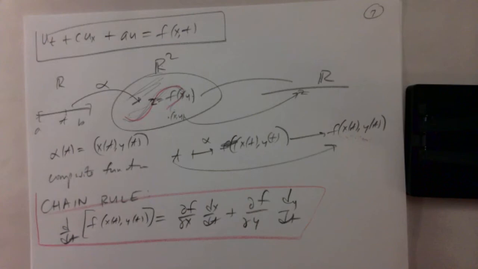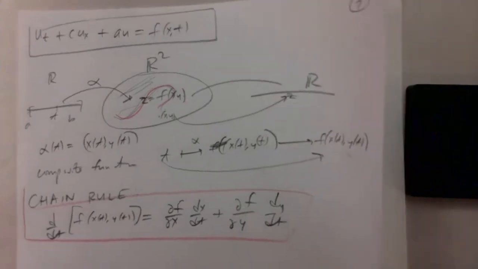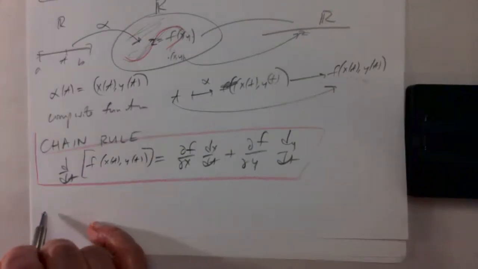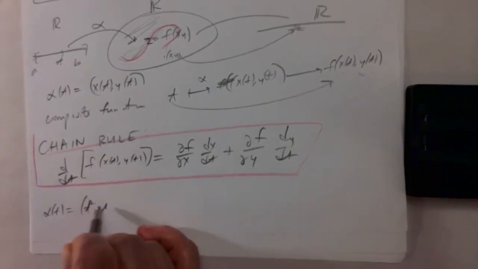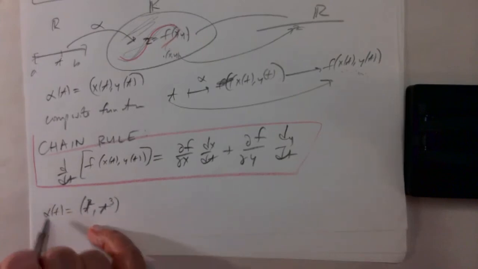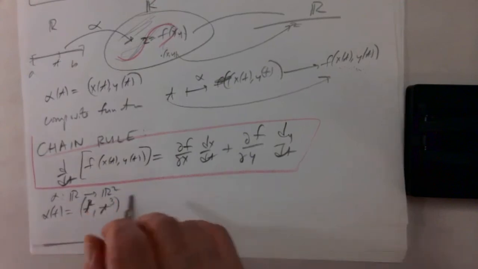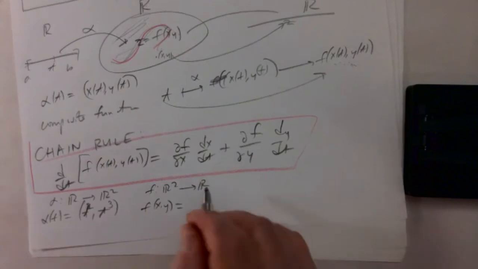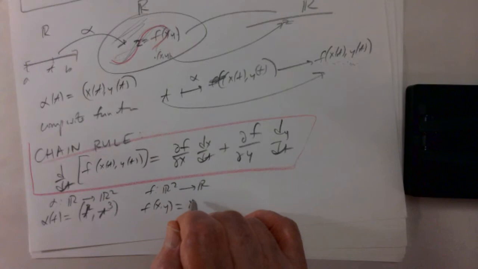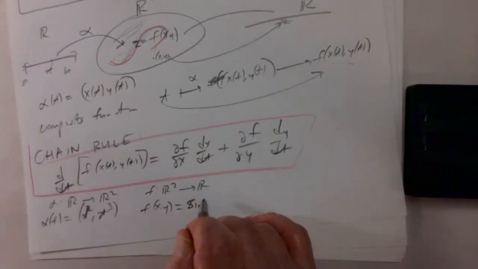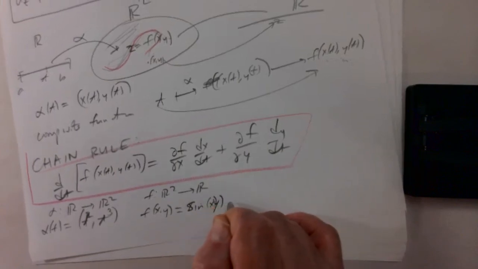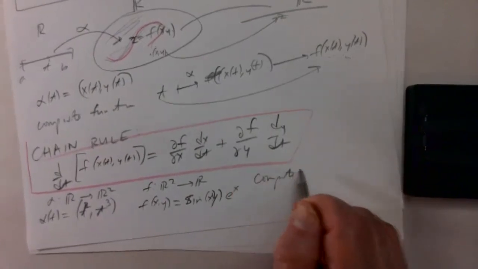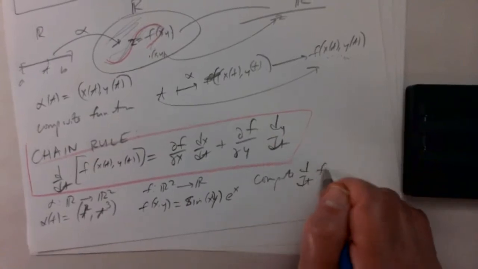All right. Just to make sure you understand something about this, let's see. Suppose alpha of t is the function (t squared, t cubed). So alpha is a function from R to R2. And we have a function from R2 to R given by f of x, y equals, I'll make it interesting, sine of xy times e to the x. So use the chain rule to compute the derivative of f composed with alpha of t.